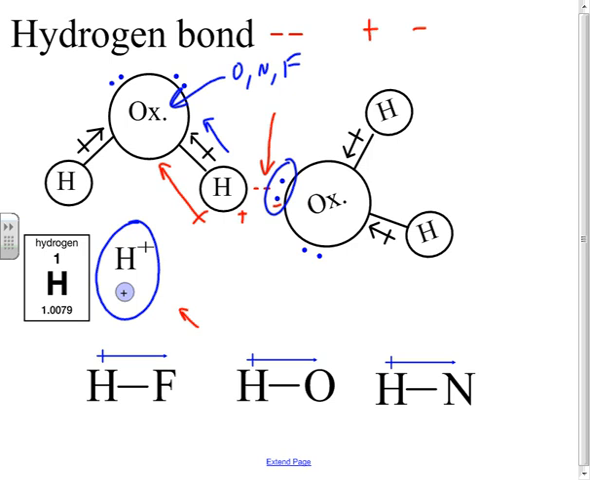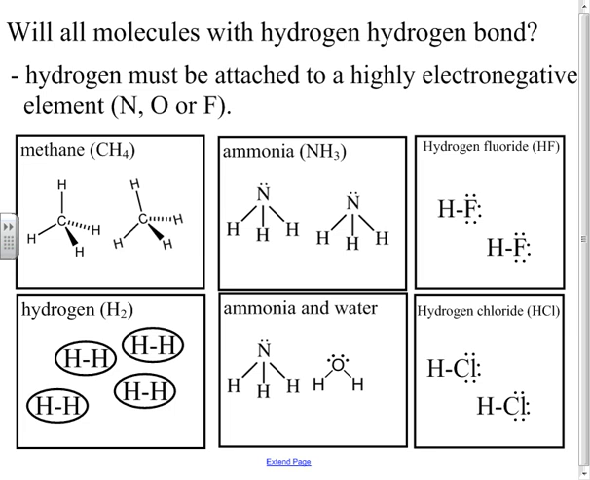And again, the hydrogen must be attached to a fluorine, an oxygen, a nitrogen, to have the electrons shift away enough to make that hydrogen positive enough to classify it as a hydrogen bond. So will all molecules with hydrogen bond? The answer is no. Again, it must be attached to either nitrogen, oxygen, or fluorine. So if we look at methane, methane has hydrogen in it, but it will not hydrogen bond because it's attached to a carbon, and the electronegativity difference is not great enough to make that hydrogen positive enough for it to hydrogen bond. So methane will not hydrogen bond.